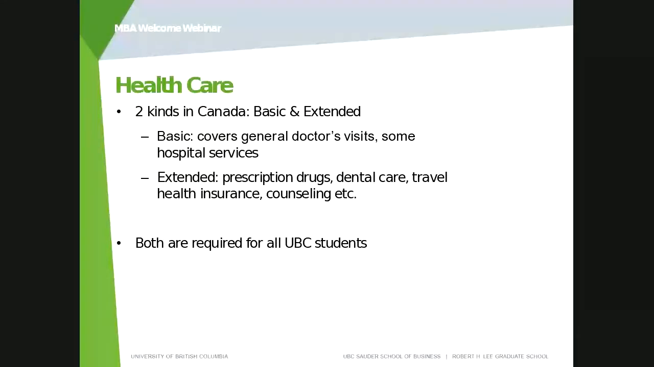Okay, so moving on to healthcare. There are two kinds of healthcare in Canada. There's basic and extended. The basic healthcare covers your general doctor's visits and some hospital services. And extended healthcare covers other things like prescription drugs, dental care, travel and health insurance, and counseling. So both kinds of insurance are required for all UBC students.